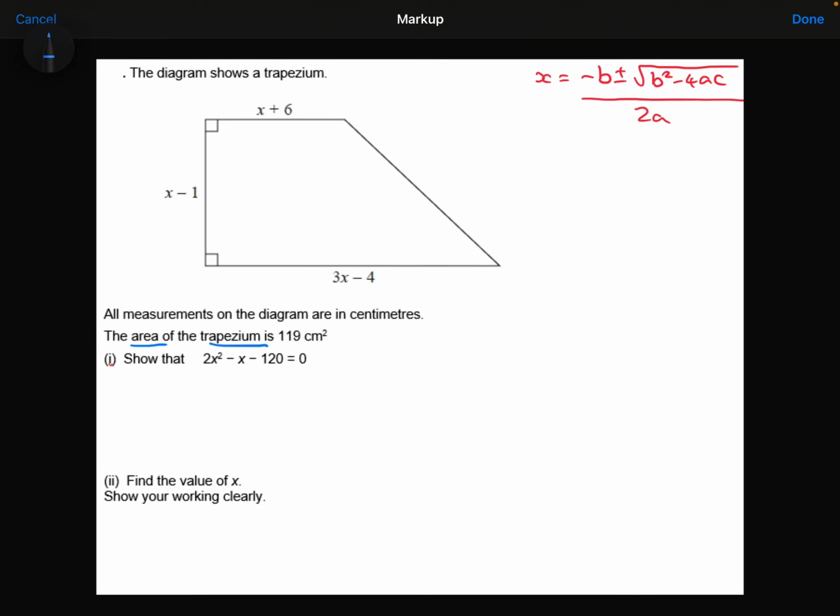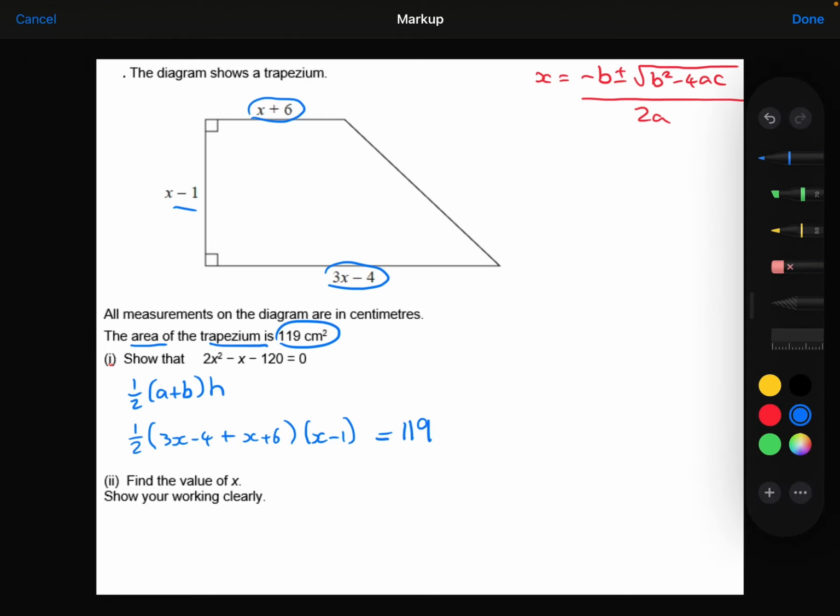So, area of the trapezium. The formula for the area of the trapezium is half (a plus b) times h, where a and b are the parallel lengths and h is the height or distance between them. So we would have a half (3x minus 4 plus x plus 6) multiplied by the height between them, which is x minus 1. So that's an expression for the area of the trapezium. And I was told that that was equal to 119.